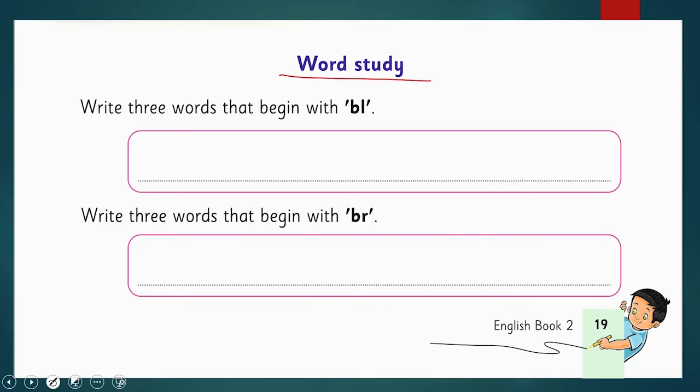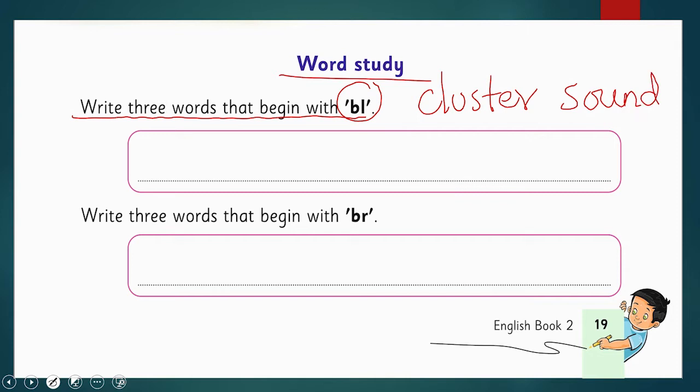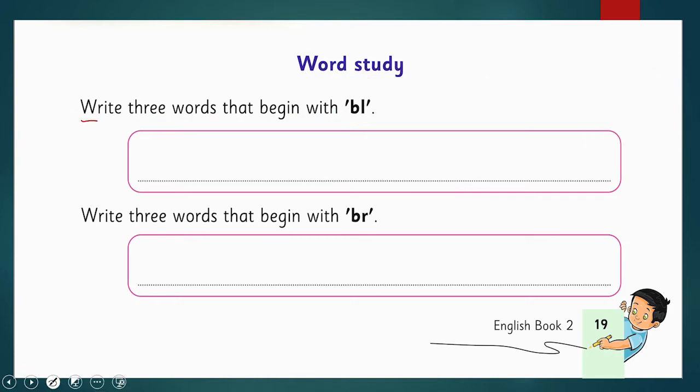Word study. Write 3 words that begin with bl. Cluster sounds or digraphs. When 2 letters combine to make one sound, they are called cluster sounds or digraphs. So write 3 words that begin with the sound bl.